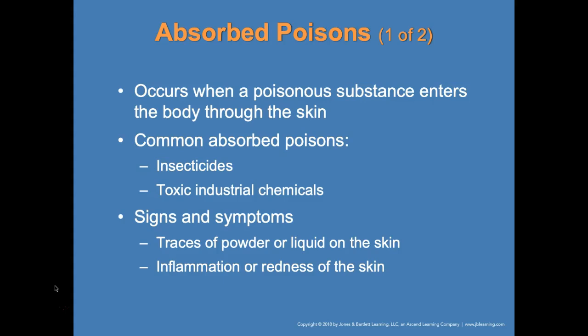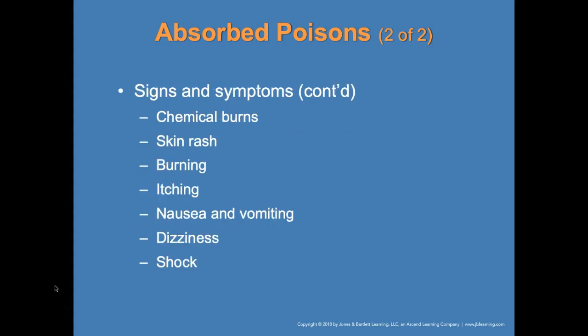So our absorbed poisons, these are the ones that get into our body, into our circulatory system by absorbing through the skin, obviously. Some common ones are insecticides and toxic industrial chemicals. Some signs and symptoms: you probably see traces of powder or liquid on the skin and inflammation or redness around those sites. So right there, that's our chemical burns and our skin rash. Might be burning, itching, might have nausea and vomiting, dizziness and shock.